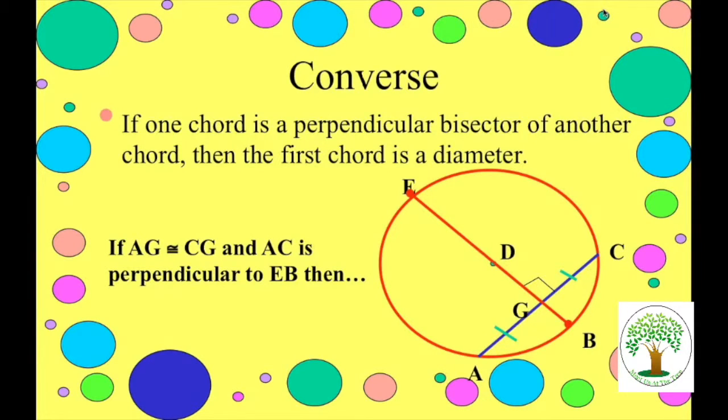So if AG is congruent to GC and AC is the perpendicular bisector of EB, then this is the diameter. Okay?